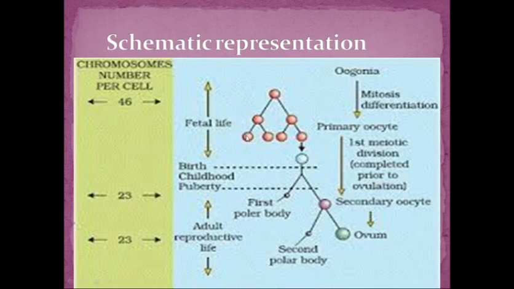Okay. So the division of these oogonial cells takes place during the fetal life itself, that is within the fetal ovary. Now when the baby is born, the baby will have primary oocytes. After birth, when the baby attains puberty, slowly the first meiotic division will be completed, resulting in the formation of a first polar body and a secondary oocyte. Now this undergoes the second meiotic division, resulting in the formation of a second polar body and ovum. This takes place only during the adult reproductive life, that means after fertilization. Okay.